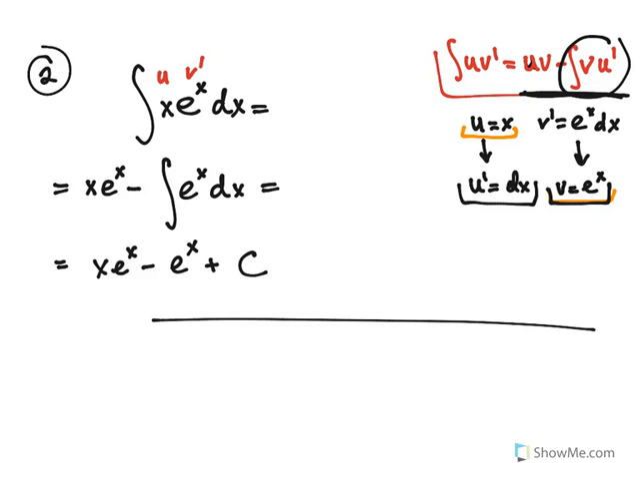So now I want to show you this trick in order to choose which one is u and which one is v prime. You need to follow this guideline. The u should be an expression that when its derivative is taken gets simpler. So I said the u is always the expression that is easy to differentiate, and for v prime you always pick the expression that you can easily integrate.